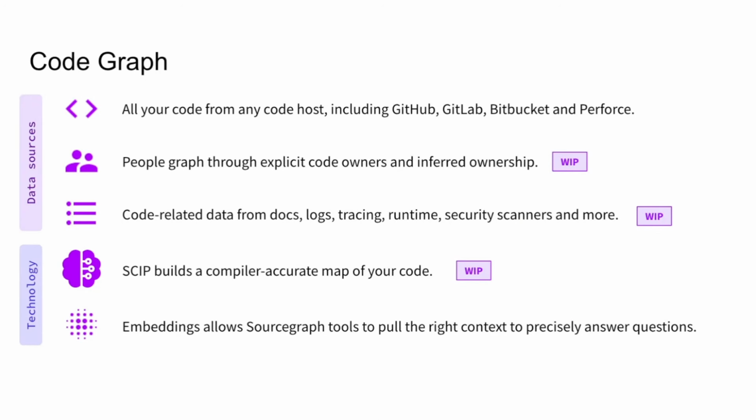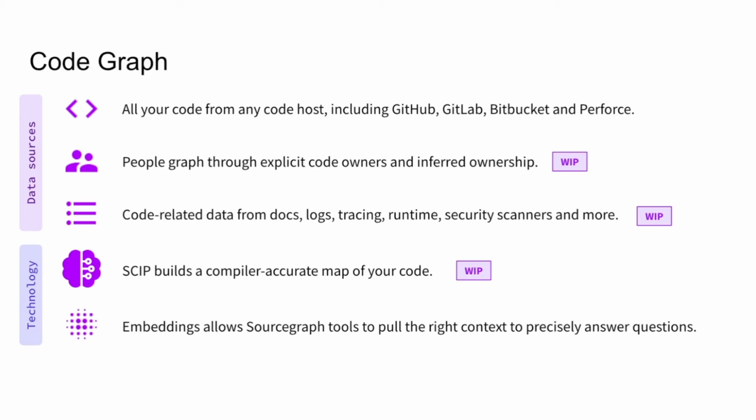There are a number of different data sources that make up the code graph. That's first and foremost, again, all of the code from your code base, all of your files and repositories from across all of your code hosts that are then indexed on your Sourcegraph instance. There's a people graph through an understanding of indexed code owners files as well as inferred ownership. There's additional data from other sources that aren't just from the code host, so things like documentation or logs, security scanners, and more. There's precise compiler accurate code navigation as well.